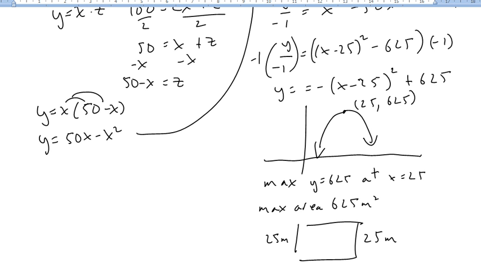If I've used up 50 of my 100, that means I've got 50 left. So these are also going to be 25 meters for x. Quick double check, 25 times 25 is 625, so that works. And notice that a square is a special case of a rectangle. And if I'd just told you it was a square at the start, it wouldn't even be a question.